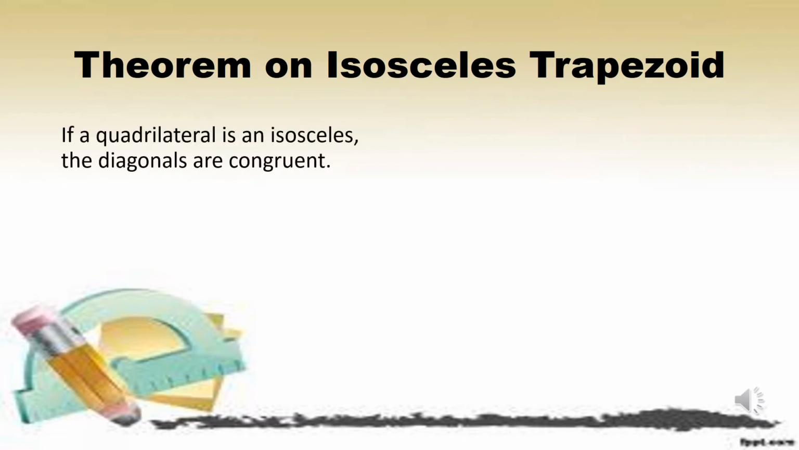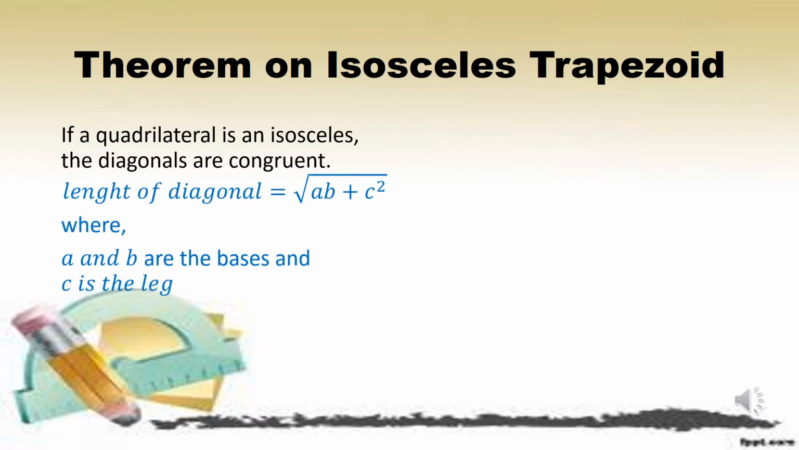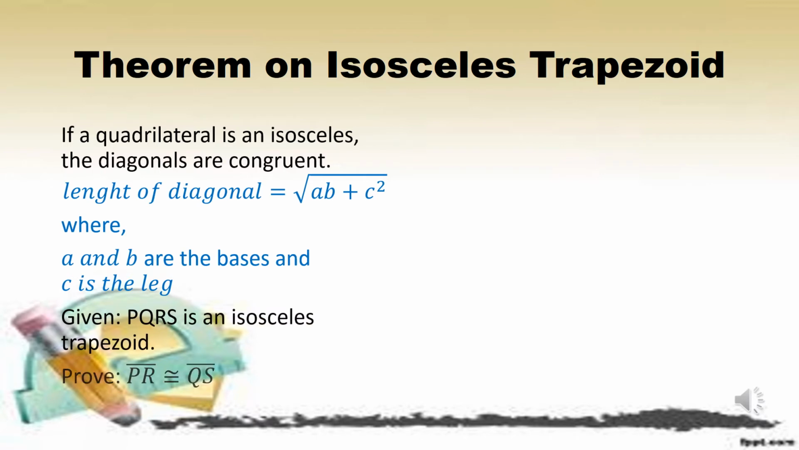For our second theorem, we have: if a quadrilateral is an isosceles trapezoid, the diagonals are congruent. Take note, the length of the diagonal is equal to the square root of AB plus C squared, where A and B are the bases and C is the leg. So we have to prove, given that PQRS is an isosceles trapezoid, prove that segment PR is congruent to segment QS.